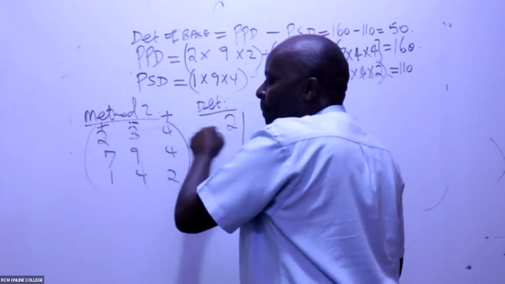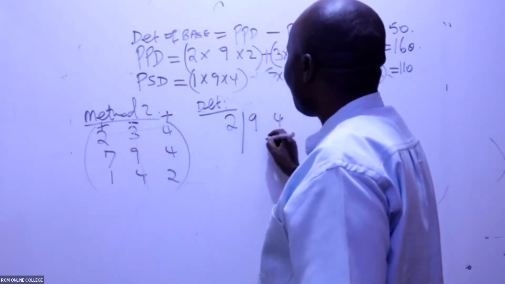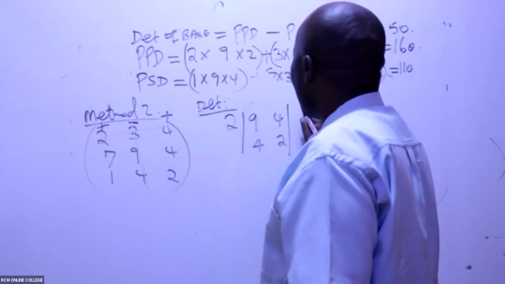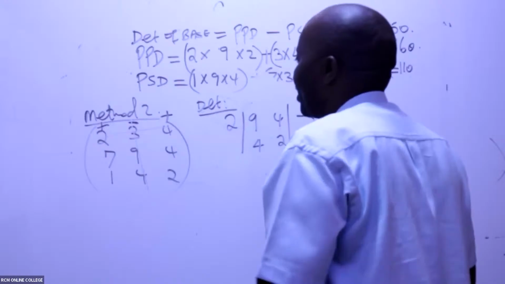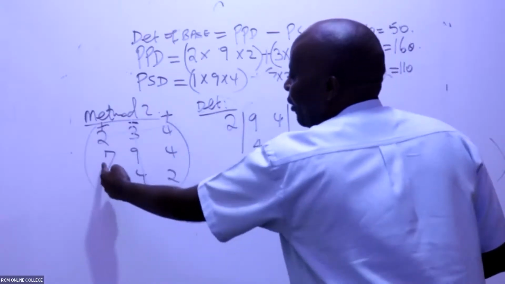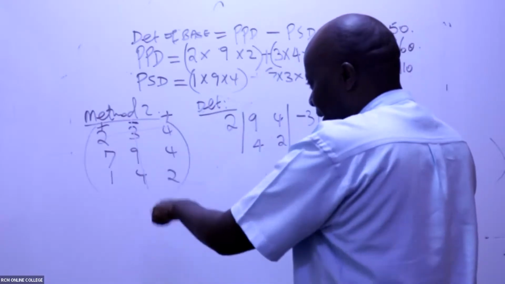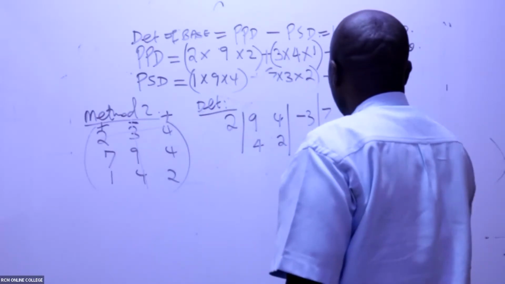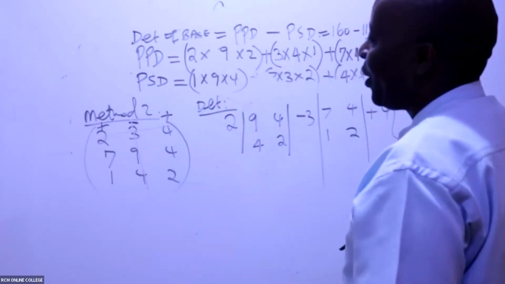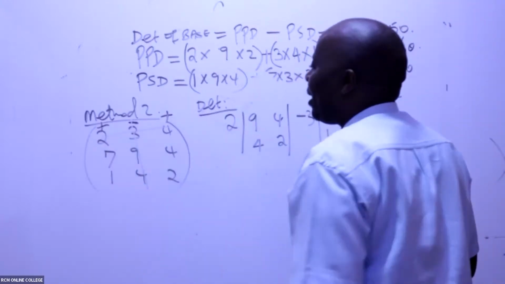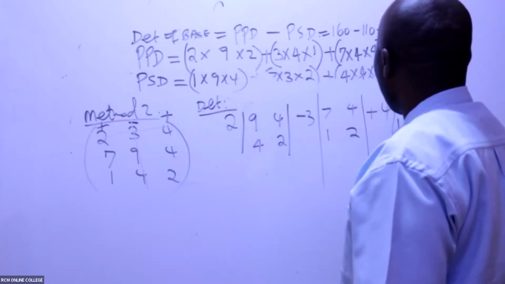So if I hide that, then what am I left with? I'm left with 9, 4, 4, 2. And then you say the next number is 3, but there is a minus on top of it. So minus, like this. If I hide this and this, the left out numbers are 7, 4, and then 1 and 2. And then the last one is plus 4. If I hide this under that, then I'm left with 7, 9, 1, 4.